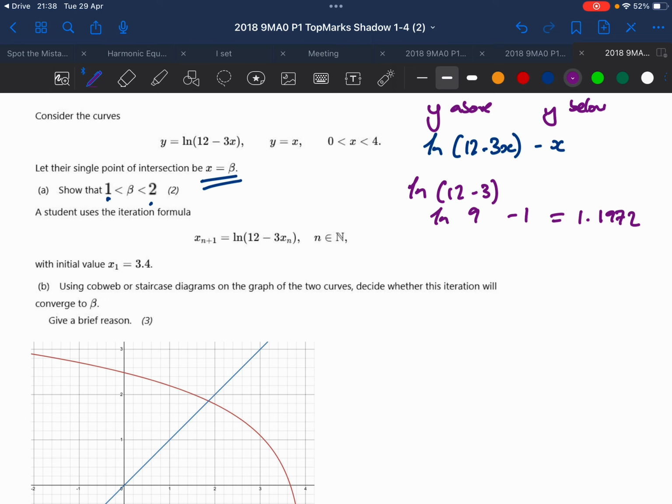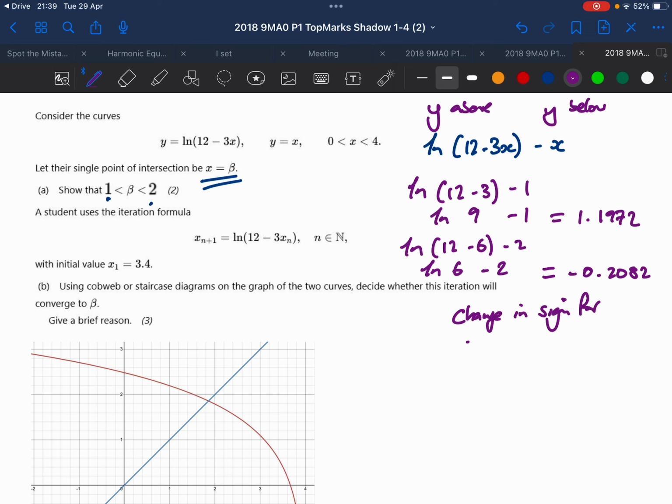Let's do the other one. So if I do the other one, I'm going to get the natural log of 12 minus 6, take away 2. So that's the natural log of 6 take away 2, which is in fact a negative number. So that's minus 0.2082. Okay, there's a change in sign for the difference.